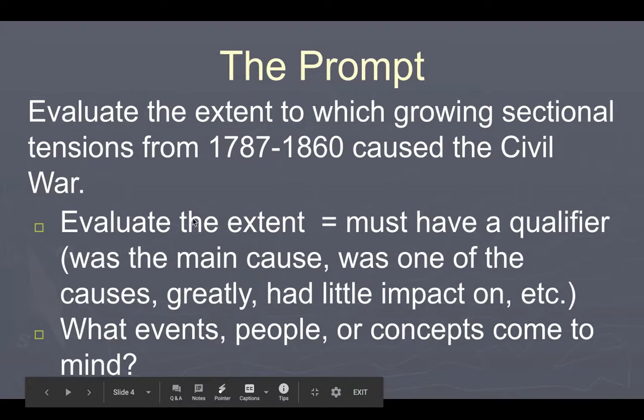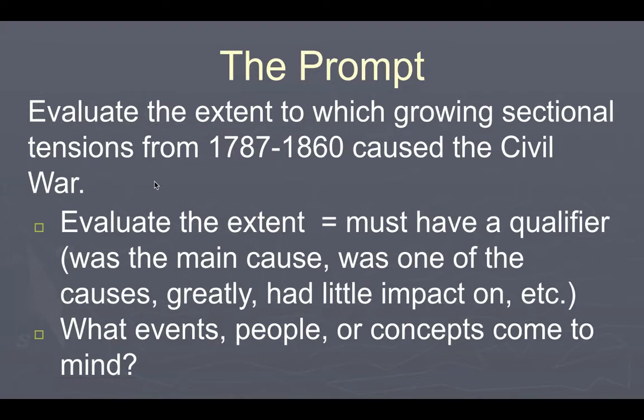So the prompt for this week is: evaluate the extent to which growing sectional tensions from 1787 to 1860 caused the Civil War. Again, evaluate the extent is asking you to what degree. So in other words, you need to have some sort of qualifier. So whether you want to say sectional tensions were the main cause, or they were one of the causes, or they ultimately caused, or they greatly caused, or they had little impact on, whatever you choose, you have to have some sort of qualifier somewhere in your thesis for the reader to know.